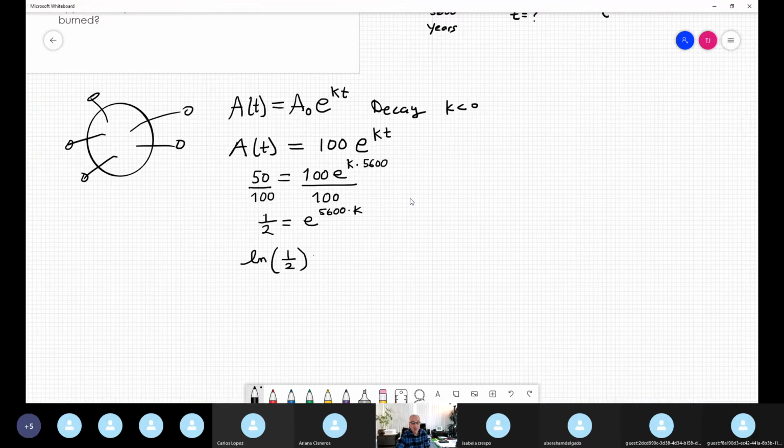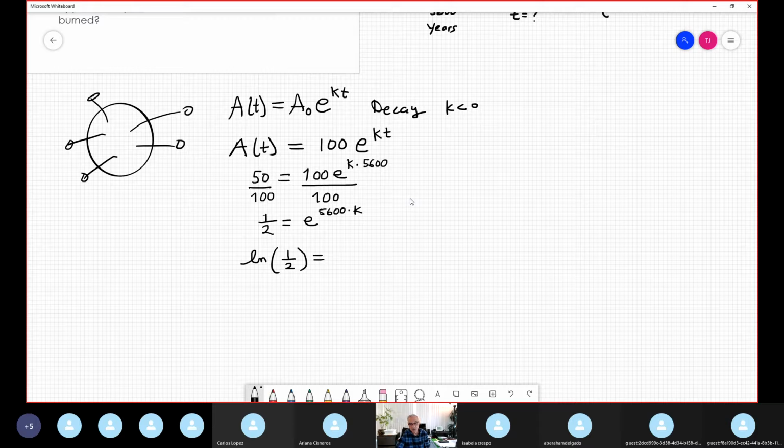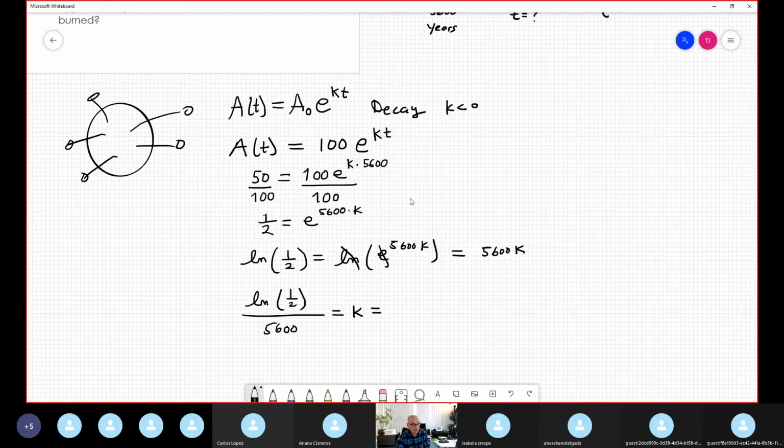In principle, you can apply either. However, it is much more convenient to apply the natural logarithm because when they have the same base, they undo each other. So this is actually 5600k, because I know very well that this and this say goodbye. Now the k value is the natural logarithm of 1/2 divided by 5600. And immediately I can see, wow, k is negative.